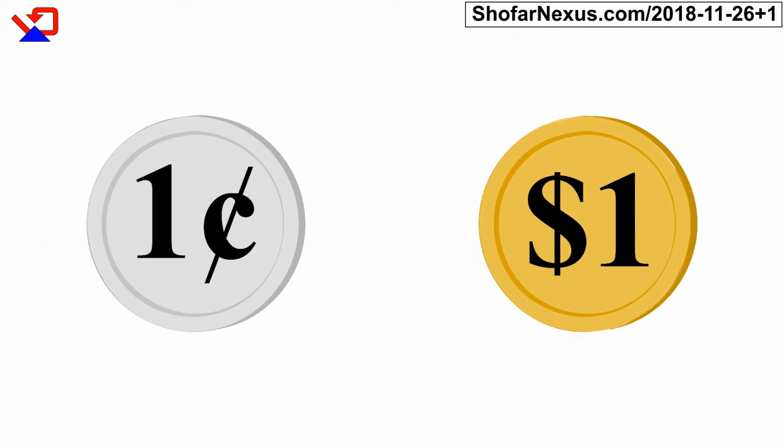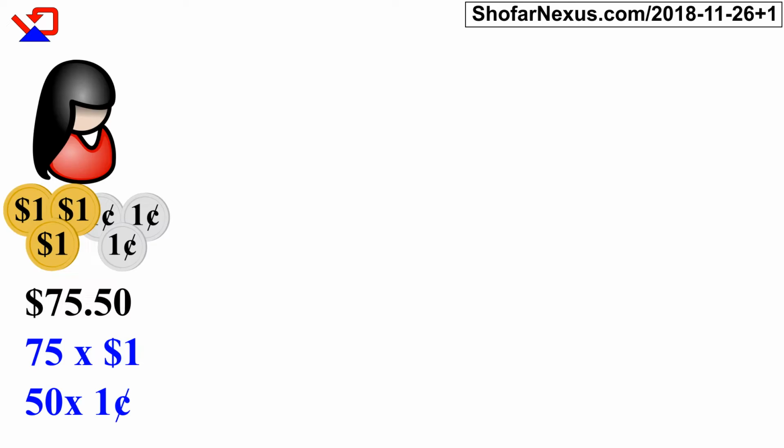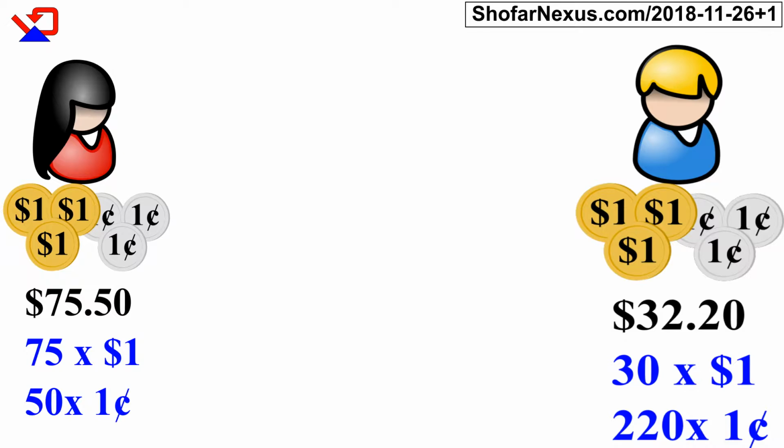Consider a simple physical transaction. Assume funds are in the form of coins worth two different values, one US penny and one US dollar. Alice has $75.50, consisting of 75 $1 coins and 50 penny coins. Bob has $32.20, consisting of 30 $1 coins and 220 penny coins.